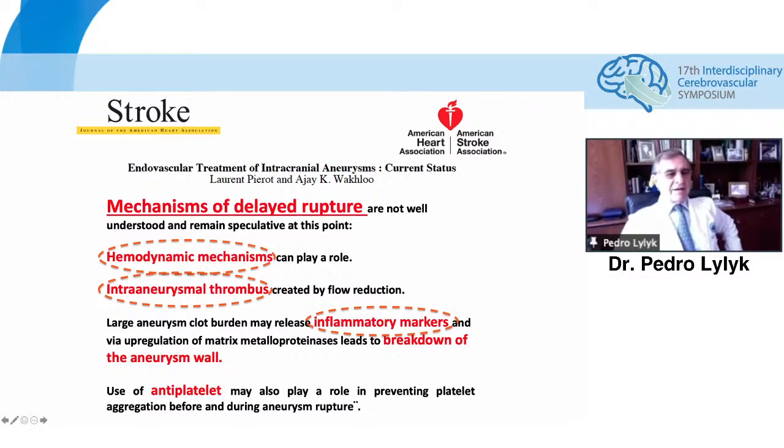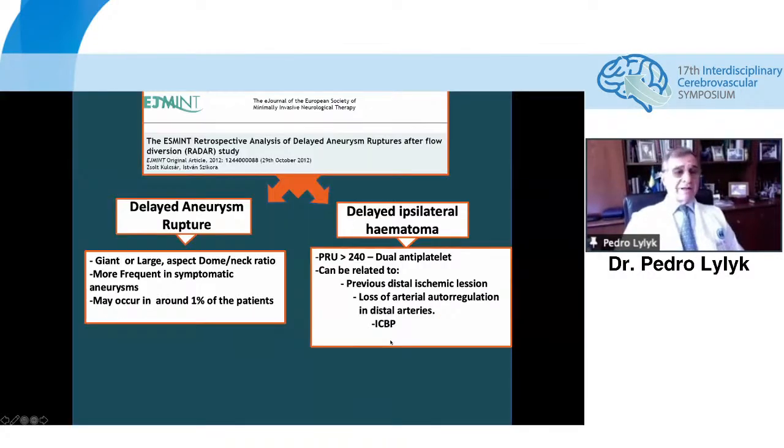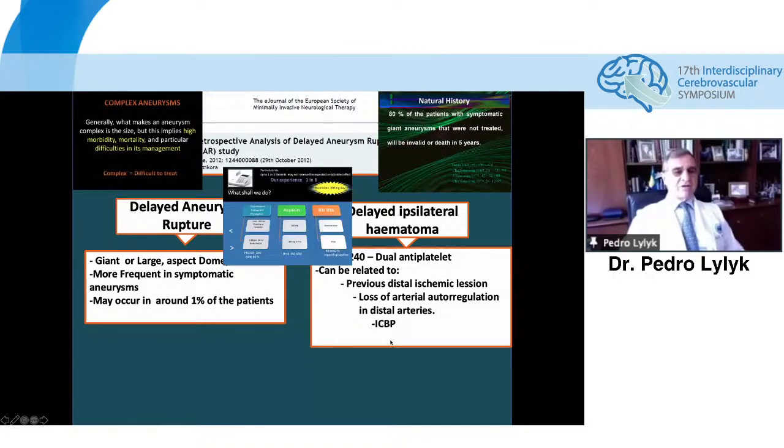I think the hemodynamic mechanism can play a role, but also the thrombus is a living animal that is not helping us a lot sometimes, because the clot burden may release inflammatory markers and break down the aneurysm wall. That was discussed very nicely today in the morning. I think the inflammatory enhancement of the wall is something we have to pay more and more attention to. But don't forget also what kind of aneurysm we are treating. We are treating really complex aneurysms, and the natural history of those is very bad. I mean, at 5 years, 80% morbidity and mortality.